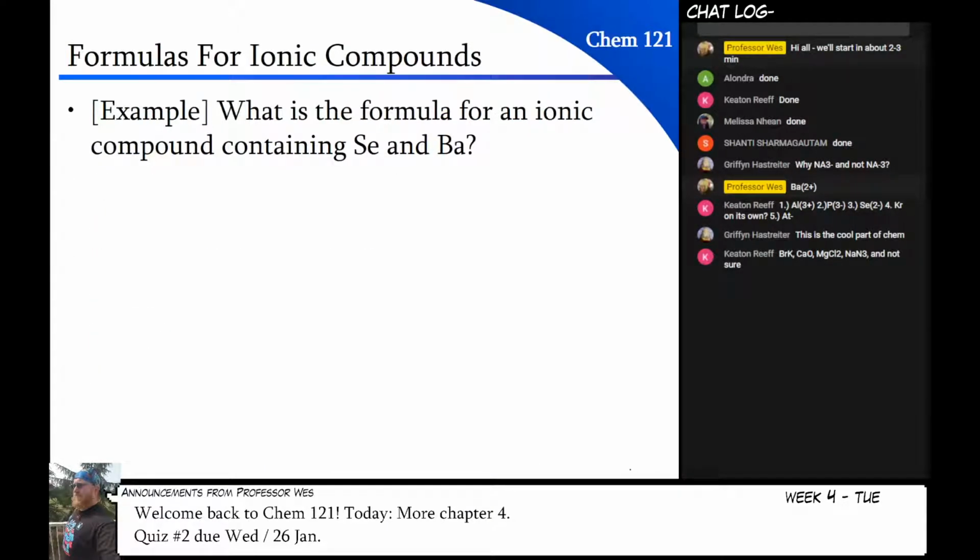All right. So let's have you do this example, selenium and barium. Tell me what the ionic compound is in the chat. I'll give you like 1 or 2 minutes because we're going to run out of time. And then I'll tell you the answer. And we'll go over the remainder of these tomorrow.